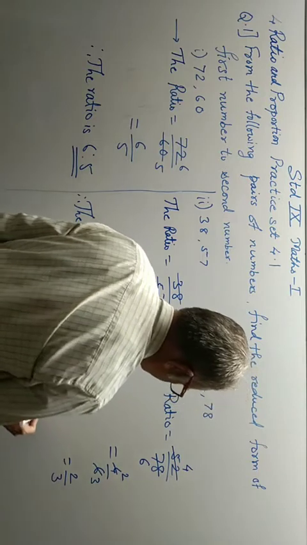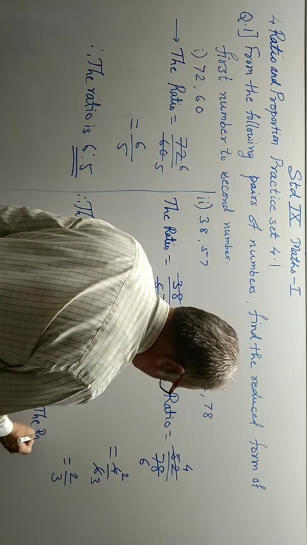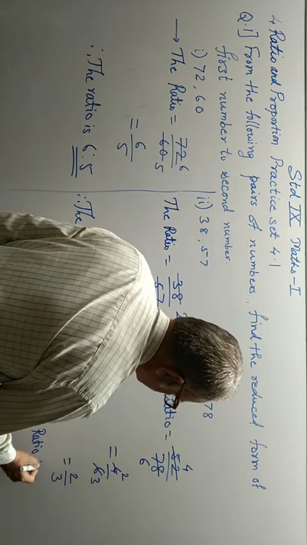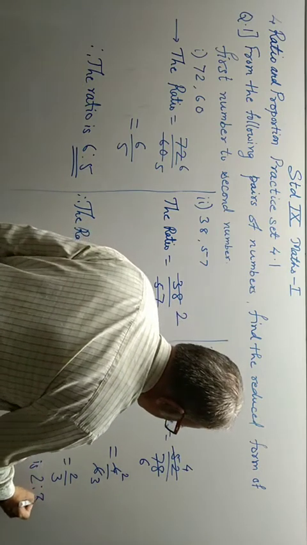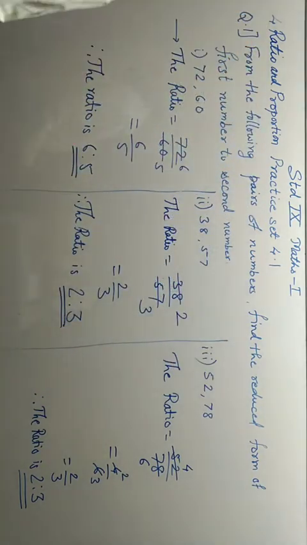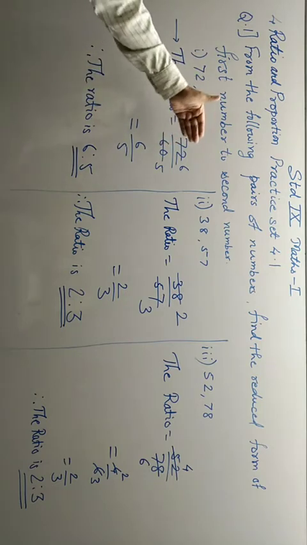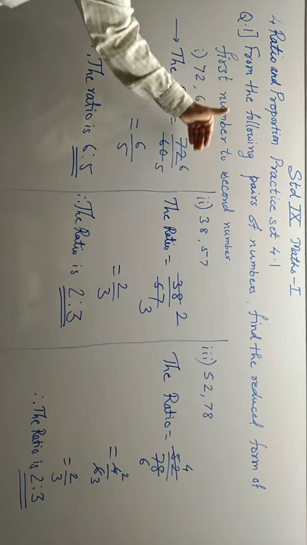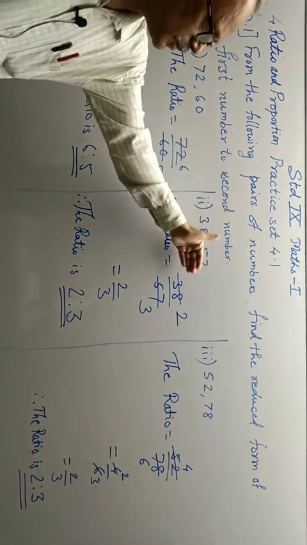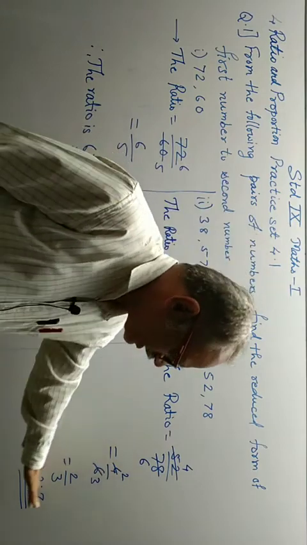Reduced form, simplest form we want. Therefore, the ratio is 2:3. This also 2:3. So neatly observe how it is solved. When the ratio of first to second is given, first goes in numerator, second in denominator. Simplify and then write.